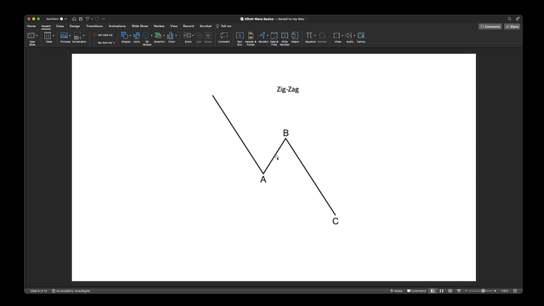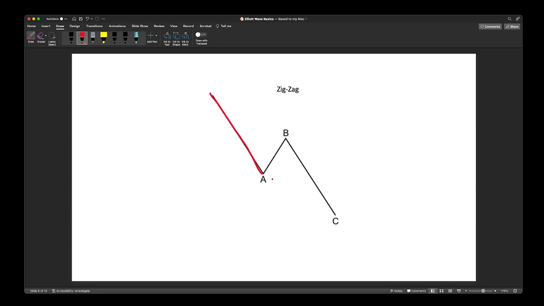Why is it called a zigzag? Because we see the first bounce here. This is your first A, a bounce B, and your final wave move C, making it look like that. Constant zigzag.